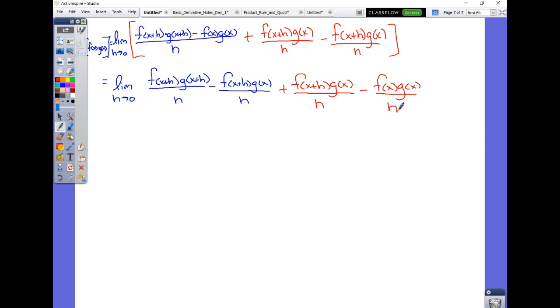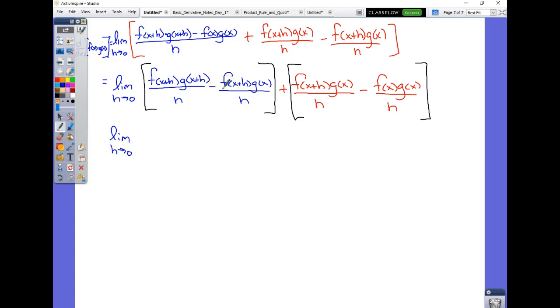So far, so good? And what I'm going to do is I'm going to group these. You remember that factor by grouping thing that you learned way back in the day? Yeah. That's what we're doing. Check. Limit as h goes to 0. What can you tell me about these terms?